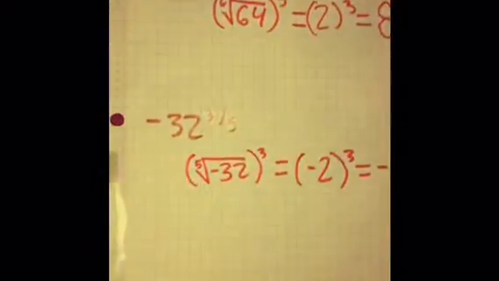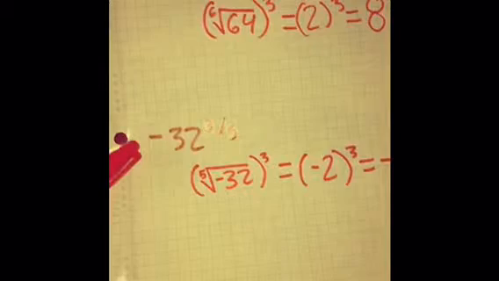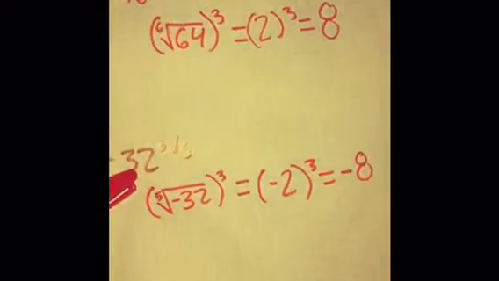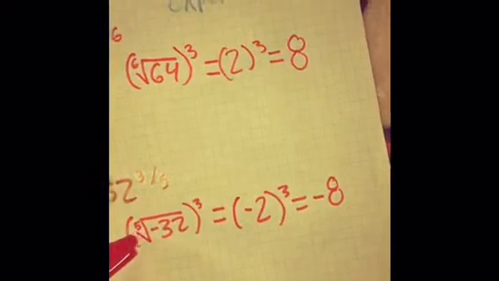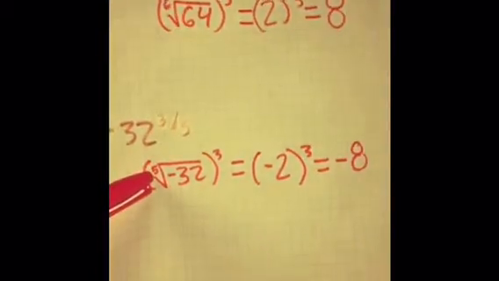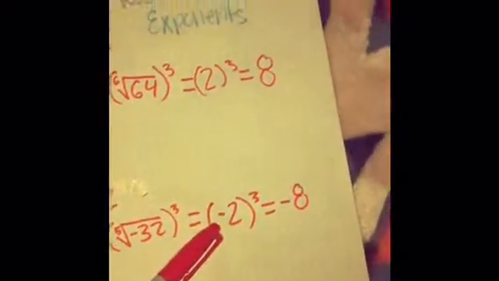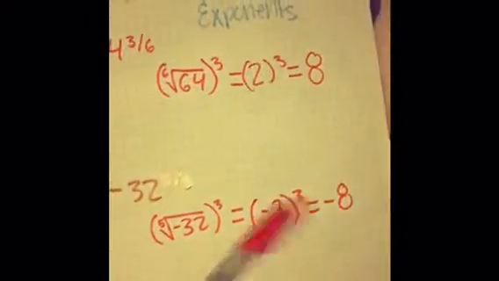And then for the second example, we did negative 32, and then to always get a negative, you want to use an odd number. If you use an even number, you're going to get a positive. So then the answer is negative 2, and negative 2 cubed is negative 8.